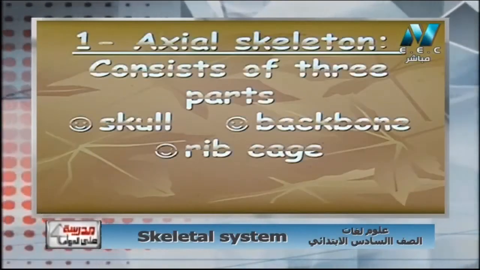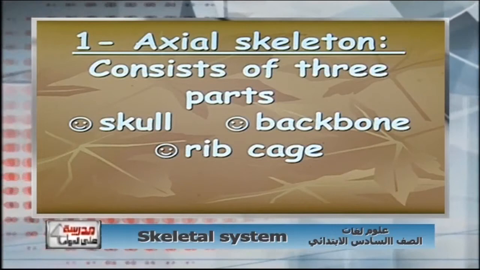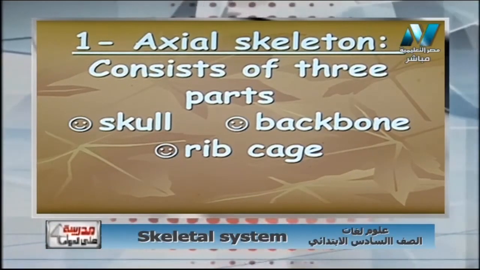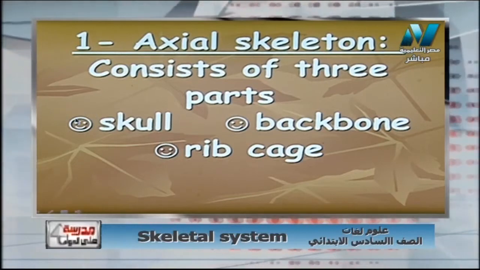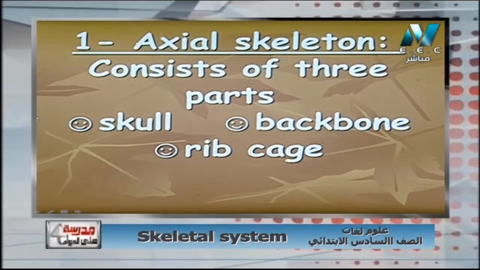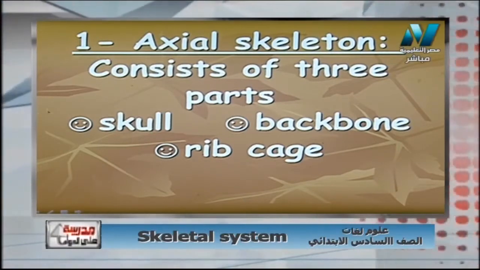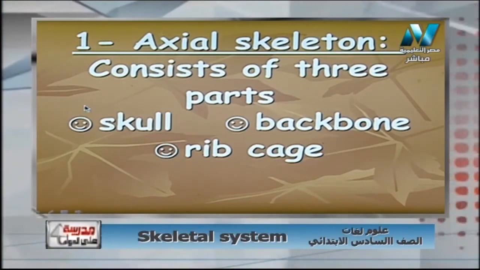طب نتكلم عن الاكسل سكيلتون. قلنا consists of 3 main parts، ثلاث أجزاء رئيسيه هما skull, backbone and rib cage. skull الجمجمة, backbone أو vertebral column they have the same meaning، نفس المعنى يعني العمود الفقري. rib cage القفص الصدري. What's meant by skull?